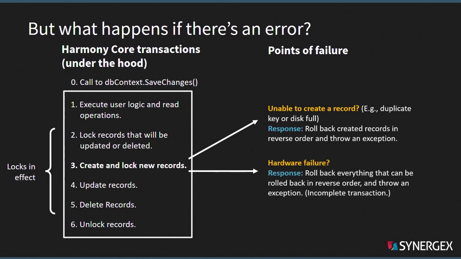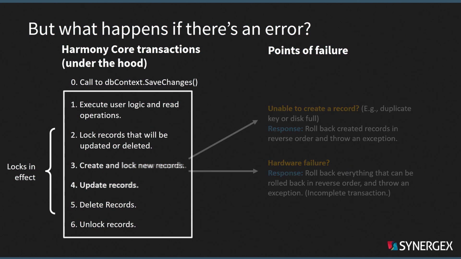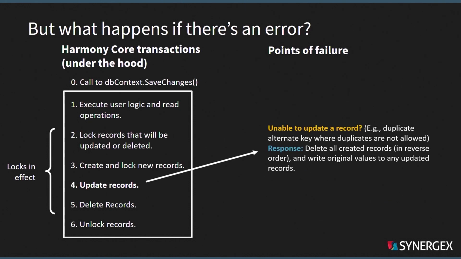Hardware failure, that's bad. We're going to try and delete records, but if your hard drive doesn't write, there's not a whole lot we can do. But again, we'll try and undo whatever we can in reverse order, and we'll throw an exception, and you can handle it from there. If we get a failure in update records, again the primary failure mode here is duplicate alternate keys, where duplicates are not allowed. That's the most likely way that you're going to have a failure here that's based on logic, as opposed to someone unplugging an IDE cable.